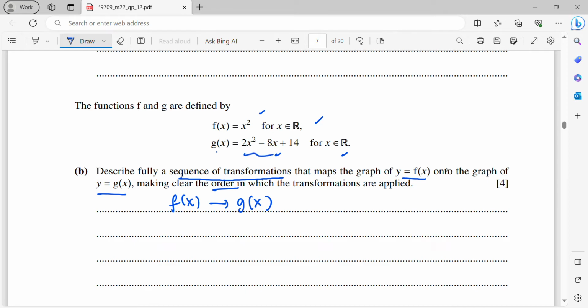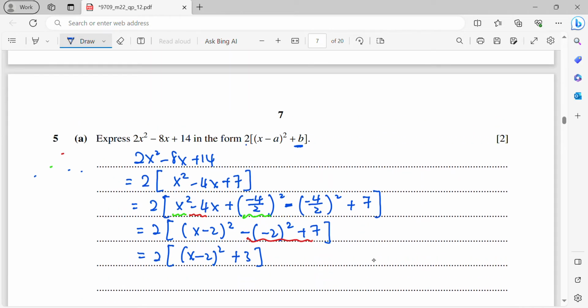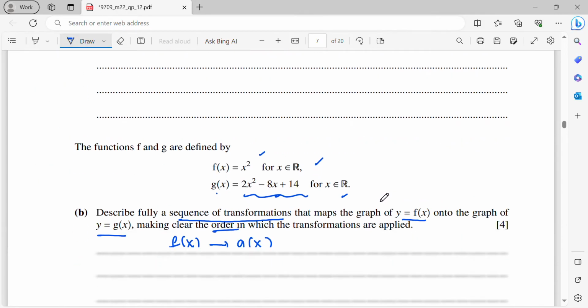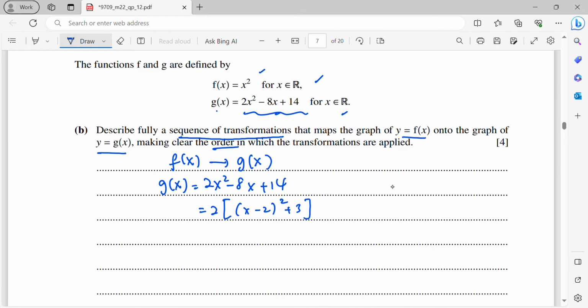Now, your g(x), okay, we have solved just now. 2x squared minus 8x plus 14, which is here, then I will start with this expression, the completed square form. So now my g(x) is 2x squared minus 8x plus 14. This is same as 2 of x minus 2 squared plus 3. This is from the previous part. Alright, so from here, I will say that now your f(x) is just x squared.